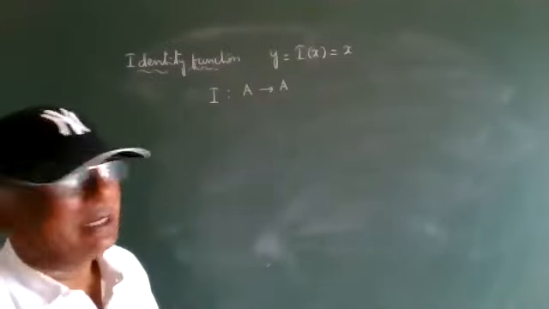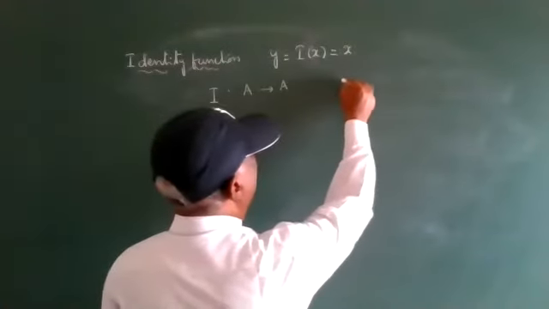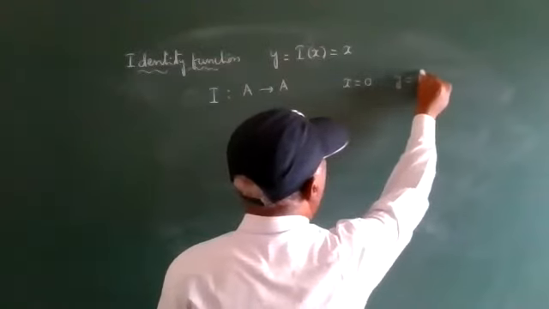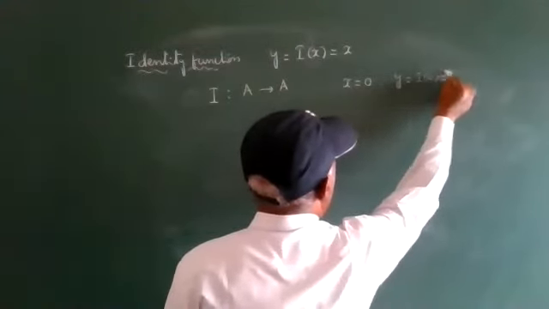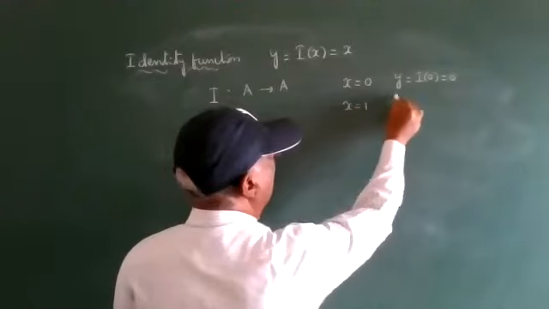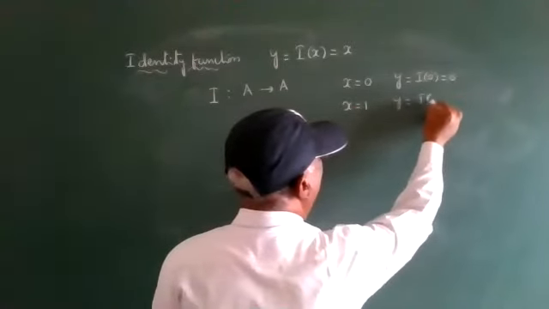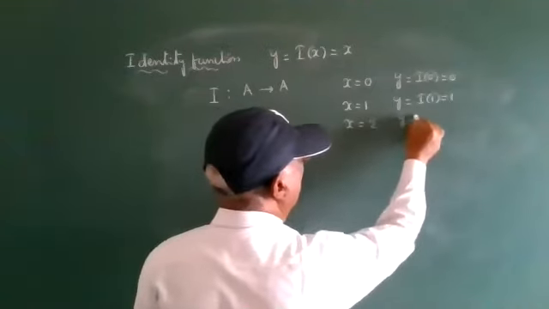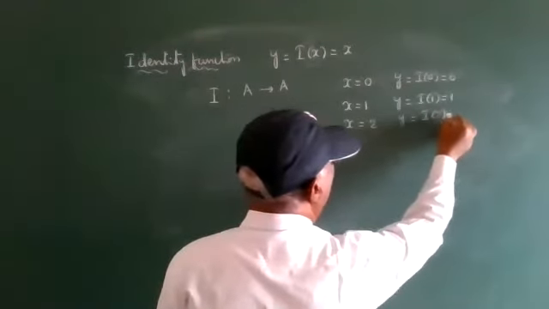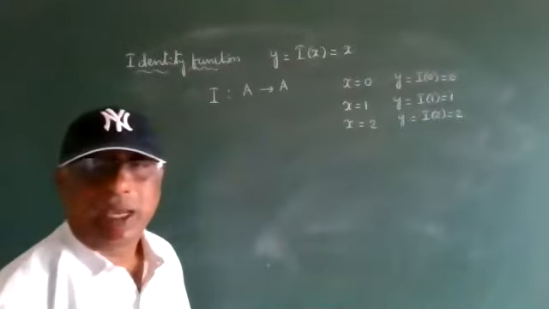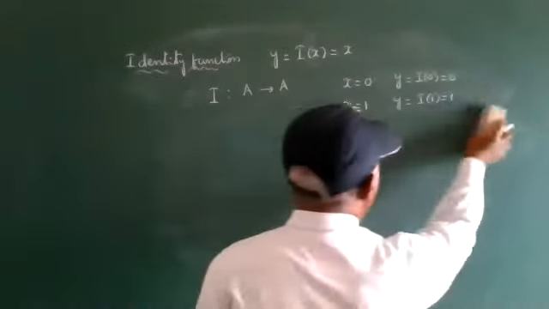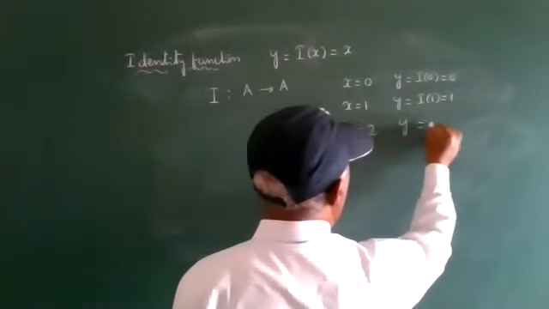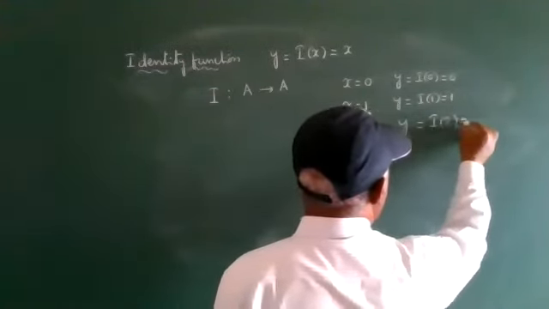What is the figure of the identity function, sir? Here we can see x is equal to 0, y is equal to I of 0, the same element 0 only. X is equal to 1, I of 1 is the same 1. X is equal to 2, I of 2 is the same 2 only.